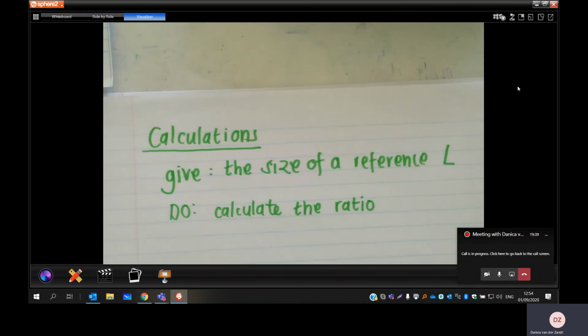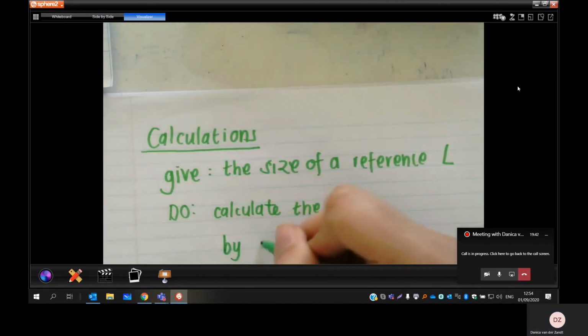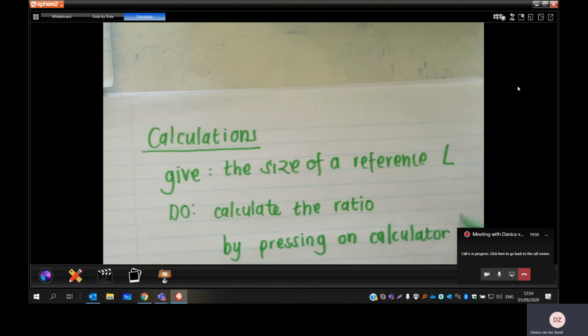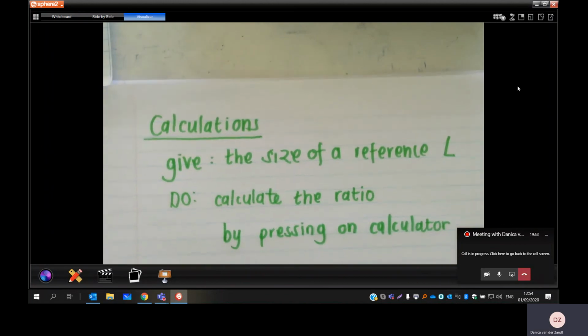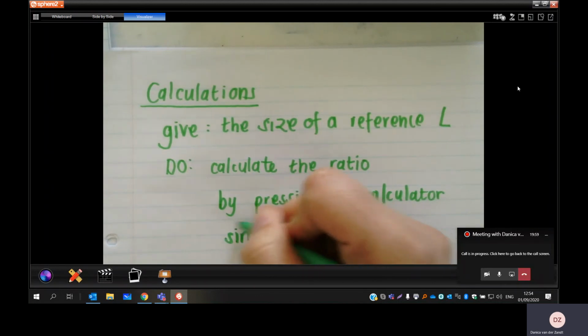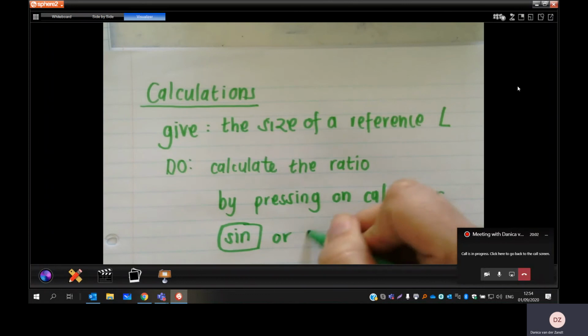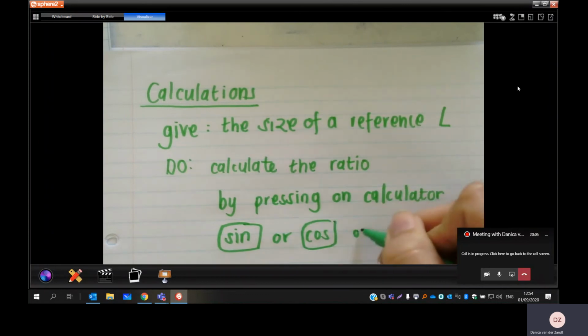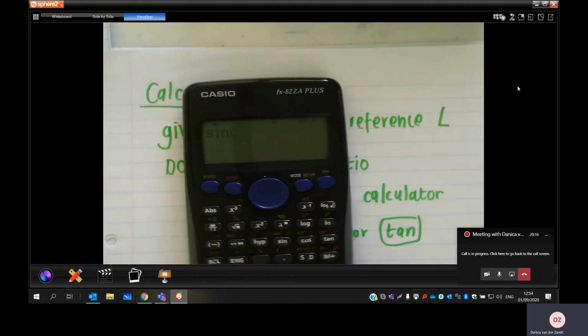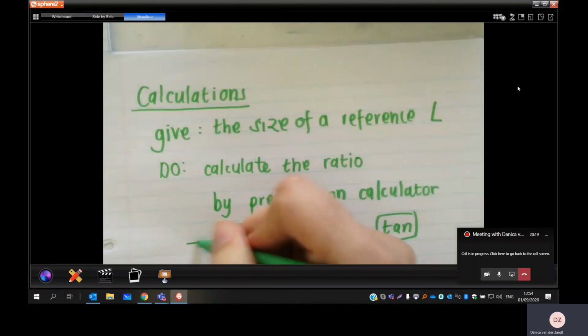So what I do, I have to calculate the ratio by pressing buttons on my calculator. You can't do trig without a calculator. Well, you can't do all the trig without a calculator, okay? By pressing on a calculator your sine, cos, or tan button, okay, so they are here: sine, cos, and tan. So you press it, you'll see that it opens a bracket. Okay, so that's the first thing.